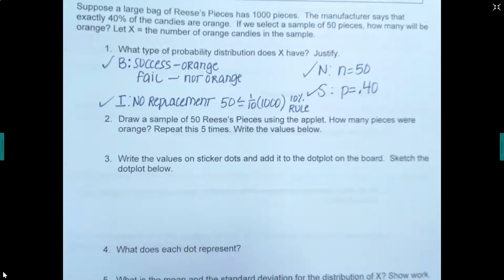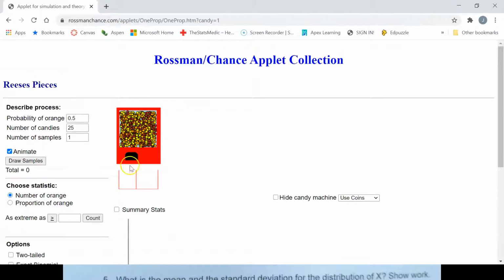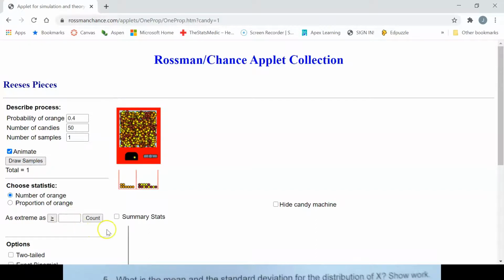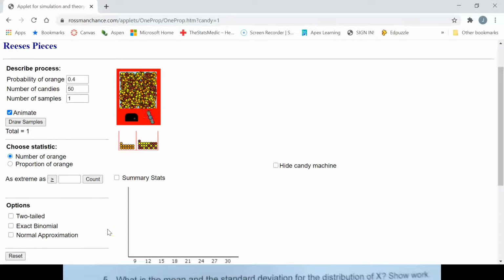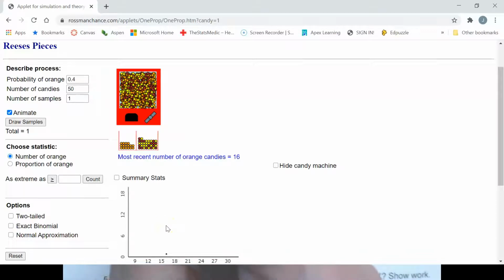What I'm going to do is show you this applet, and we're going to draw a sample of 50 Reese's Pieces 5 times. So here's the applet. It's the Rossmann Chance Reese's applet. The probability of orange, the company told us, was 0.4, so I'm going to change that to 0.4. We want to draw 50 pieces of candy, and it's going to tell us the number of orange below. So we're going to draw one sample. It's going to take a second. We got 16 candies this time.